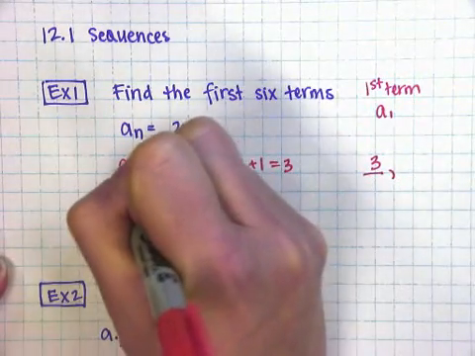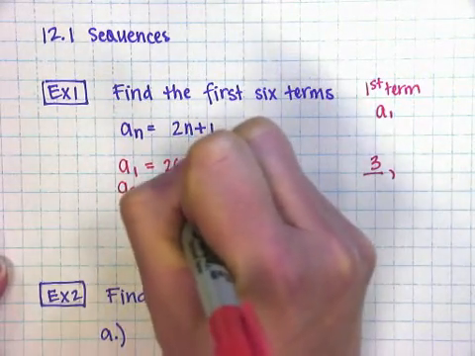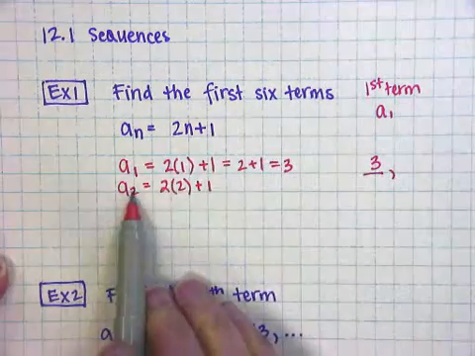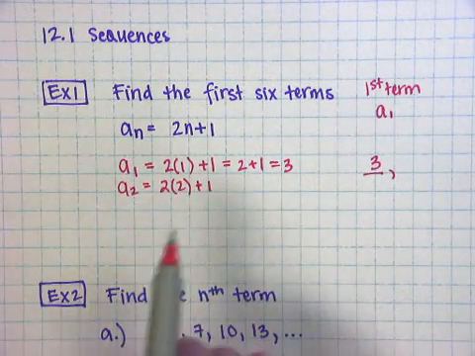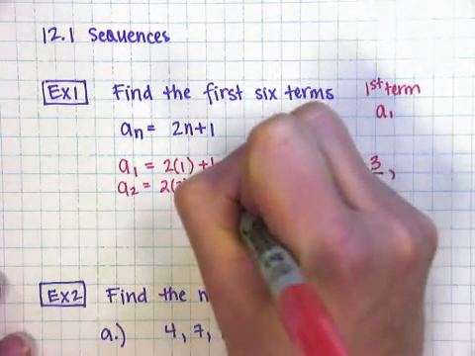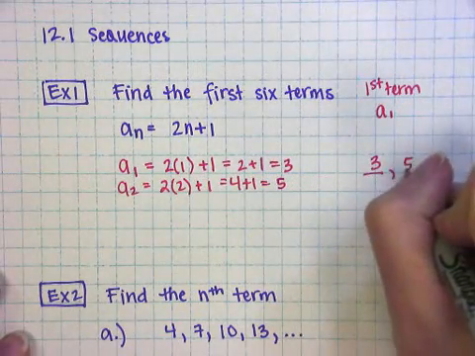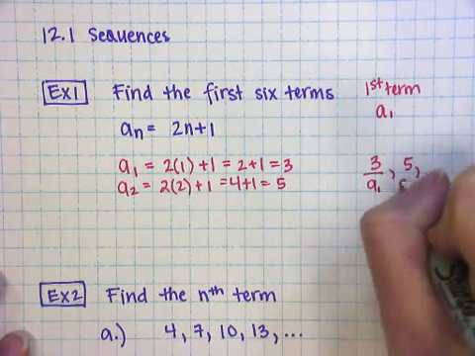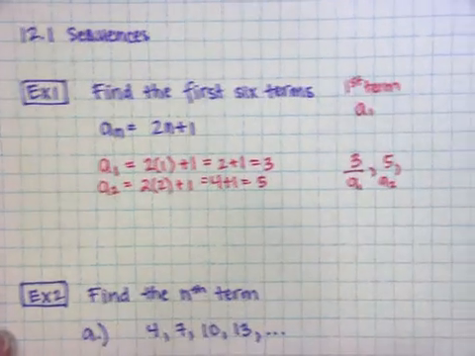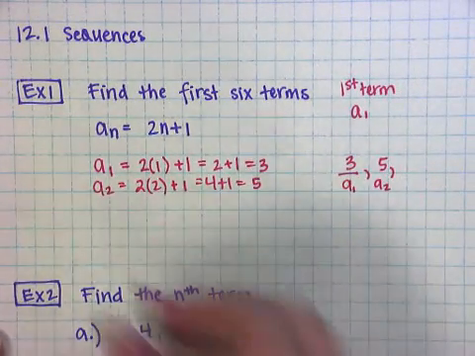That's my first term, that's my a sub 1. And now if I want to find a sub 2, I do 2 times 2 plus 1. I'm replacing the 2 in for the n. 2 times 2 is 4, plus 1 is 5. So the next number in my list is 5. This is my a sub 1, this is my a sub 2. Just the way to keep track of which number in the list it is.